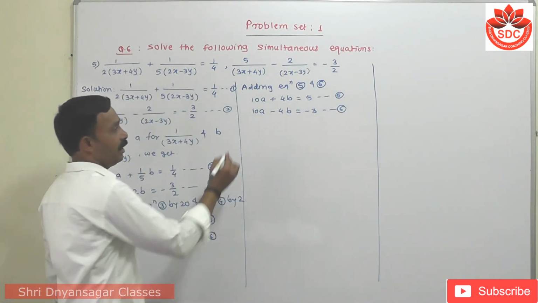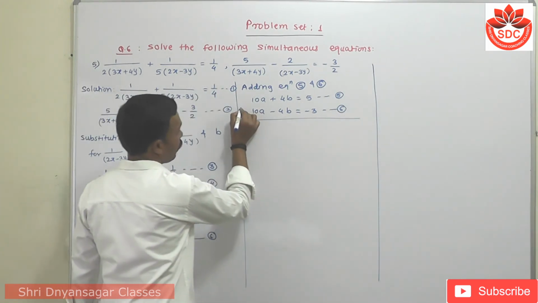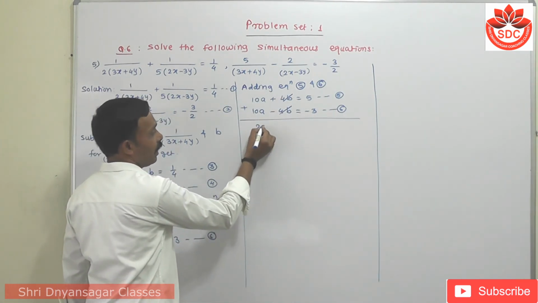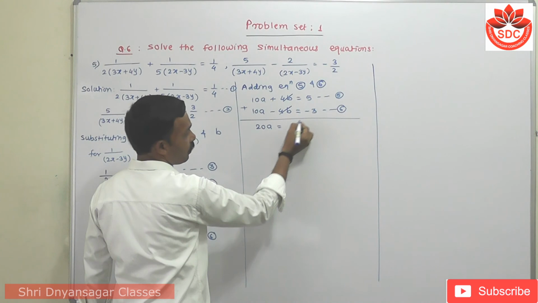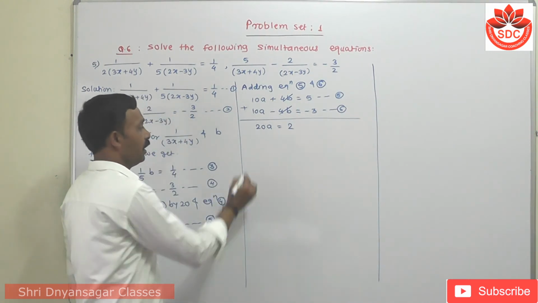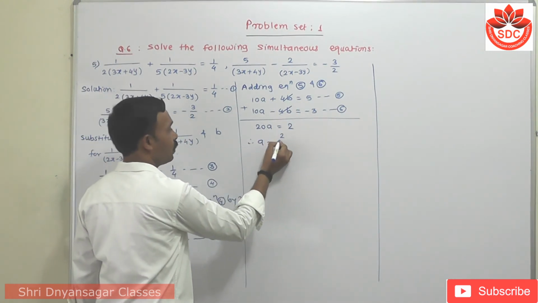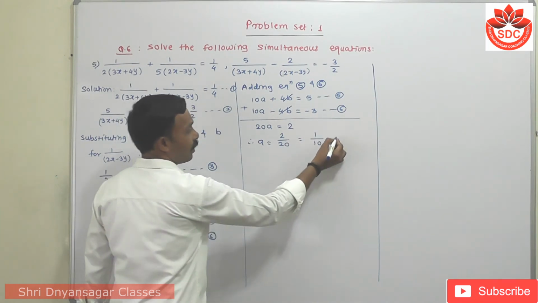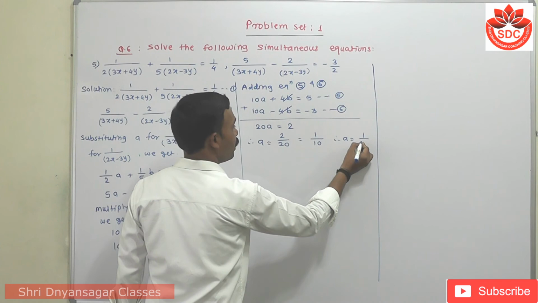When we add them, the 4b gets cancelled. This is 20a equals the sum, 2. Therefore, a equals 2 upon 20, which means the value of a is 1 upon 10. Therefore, I write here a equals 1 upon 10.